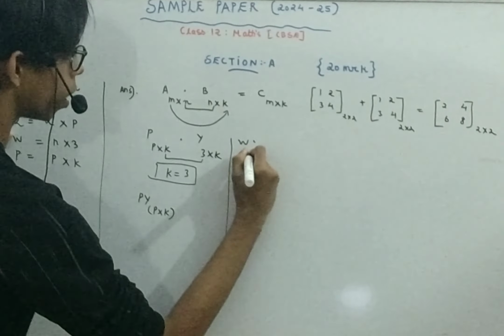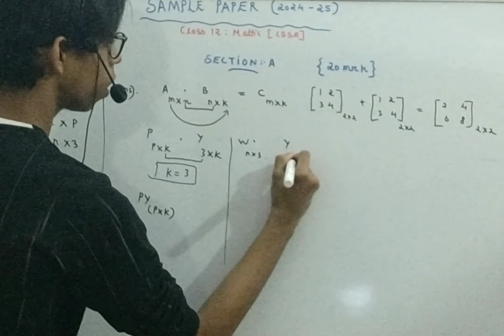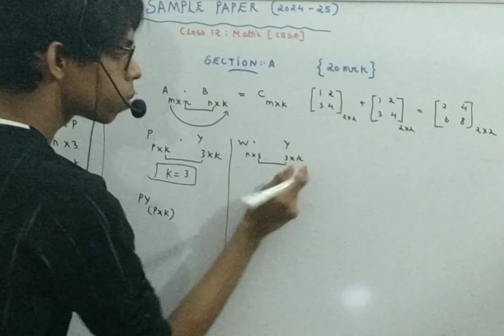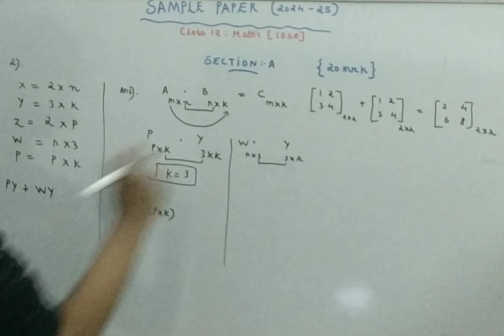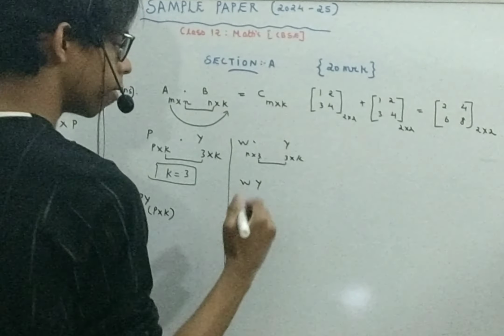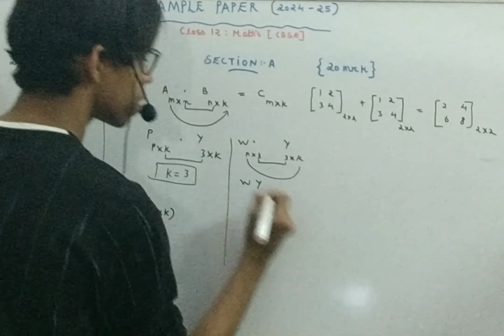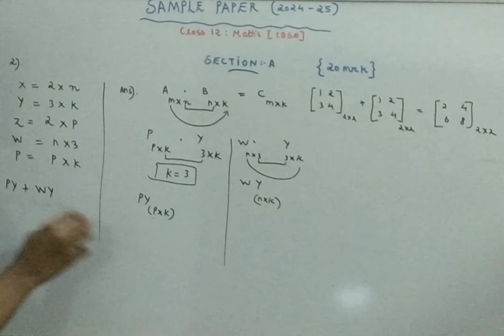W is of the order N cross 3 and Y is of the order 3 cross K. Now if you see here, this value and this value are both equal, which means that matrix multiplication is possible. Whatever the resultant matrix we will be getting, it will be of the order N cross K. Now in the question, what are they doing?